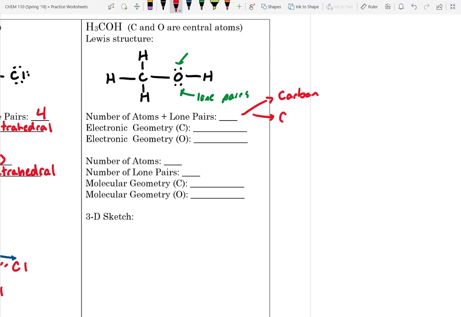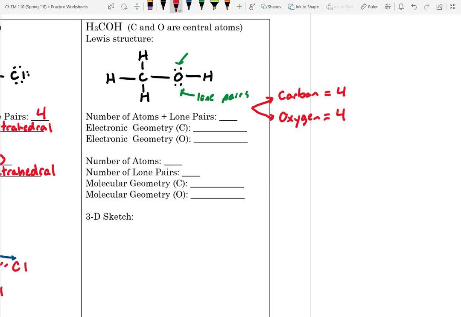And then down here, I'll write oxygen. Because both of them are kind of central atoms with other things bonded to them, right? Okay, so if we look at carbon, how many bonded atoms plus lone pairs do we have? 4, right? We have 4 bonded atoms and no lone pairs for carbon. All right, how many for oxygen? 4. We've got 2 bonded atoms and 2 lone pairs. So combine both of those, we'd have 4.